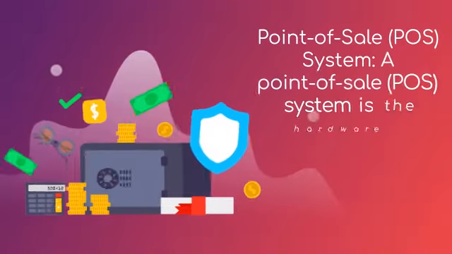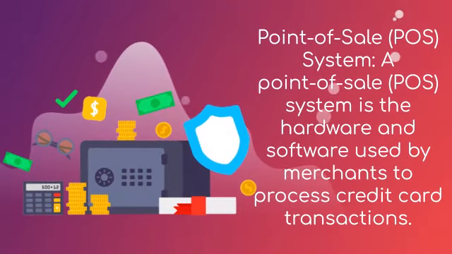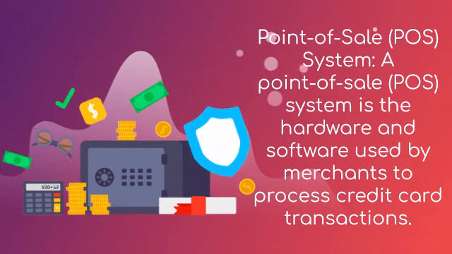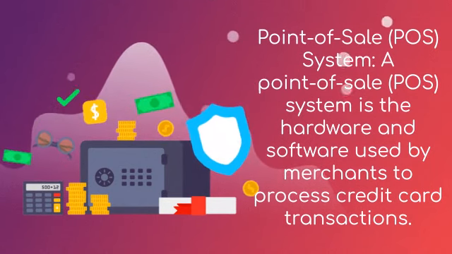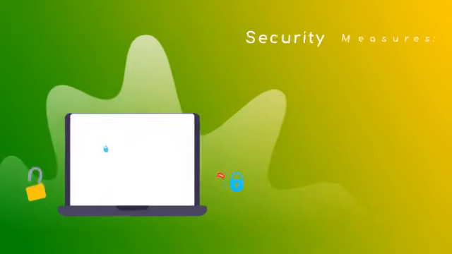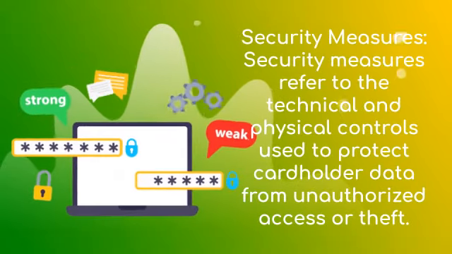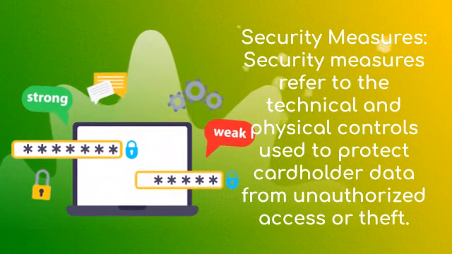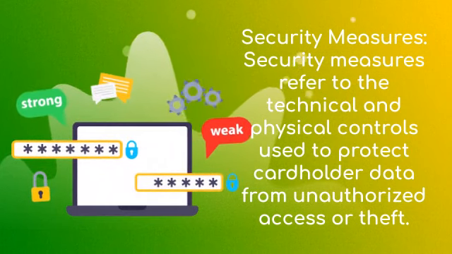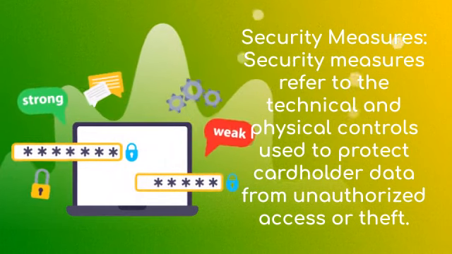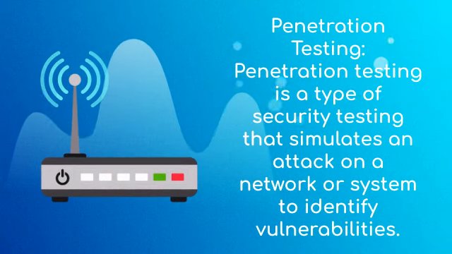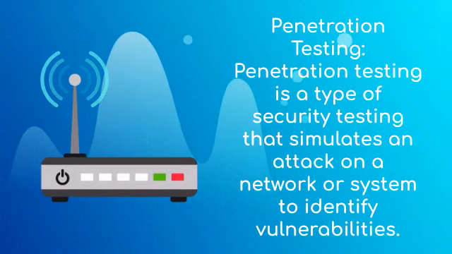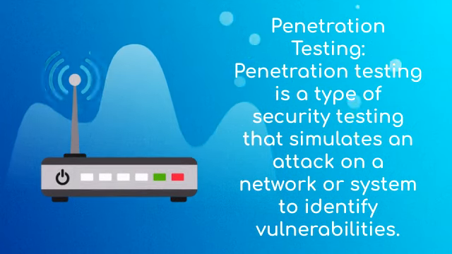Point of sale, POS, system. A point of sale, POS, system is the hardware and software used by merchants to process credit card transactions. Security measures. Security measures refer to the technical and physical controls used to protect cardholder data from unauthorized access or theft. Penetration testing. Penetration testing is a type of security testing that simulates an attack on a network or system to identify vulnerabilities.